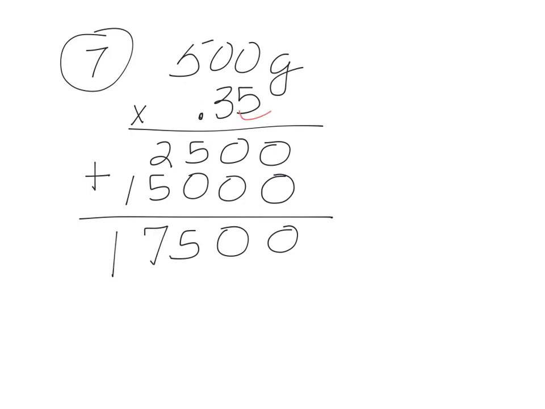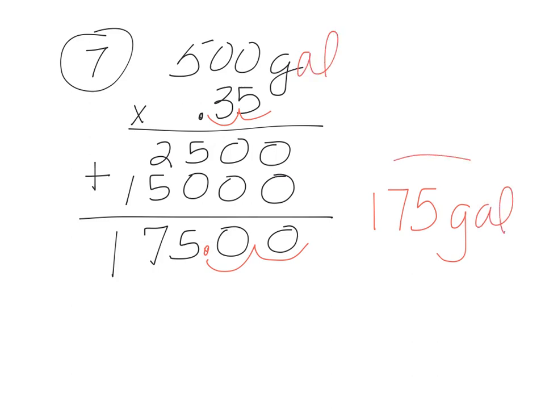And we have two decimal places. So we need two decimal places here. So our answer is 175. Oops, not grams, it's gallons. Like that.